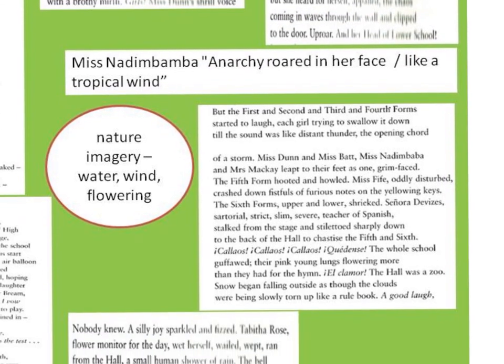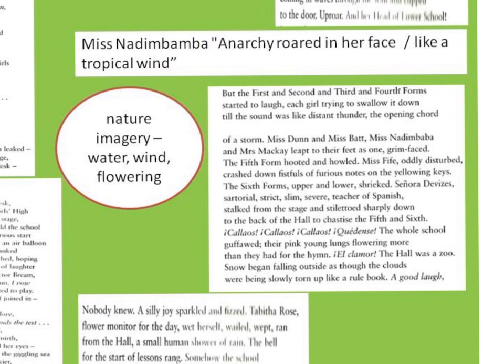Further references to the powerful force of the laughter here, more wind imagery we notice. "Each girl trying to swallow the laughter down, till the sound was like a distant thunder, the opening chord of a storm." You've also got a mention elsewhere in the poem, we may see it on another quote later: part of the lesson is the Beaufort Scale. The Beaufort Scale is used to measure strengths of wind, so we see that escalating in the poem as well. So again, this unstoppable force imagery.